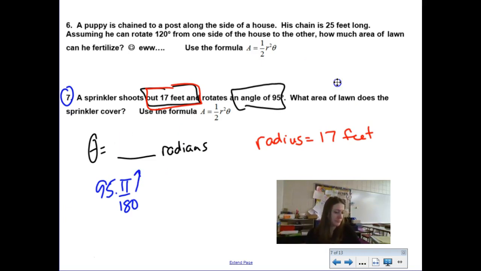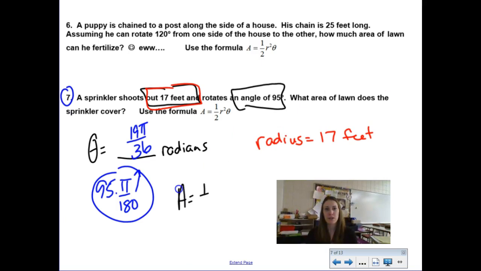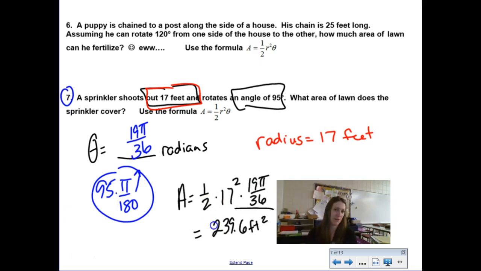So I reduced it, as I always reduce that, and I got 19 pi over 36. Again, you can write the decimal version of that if you went ahead and typed everything in. Just watch out how much you round. So now we're ready to use the formula. The formula is 1/2 times radius squared times theta in radians. And then when I type that all in with the pi included, I get 239.6 feet squared.